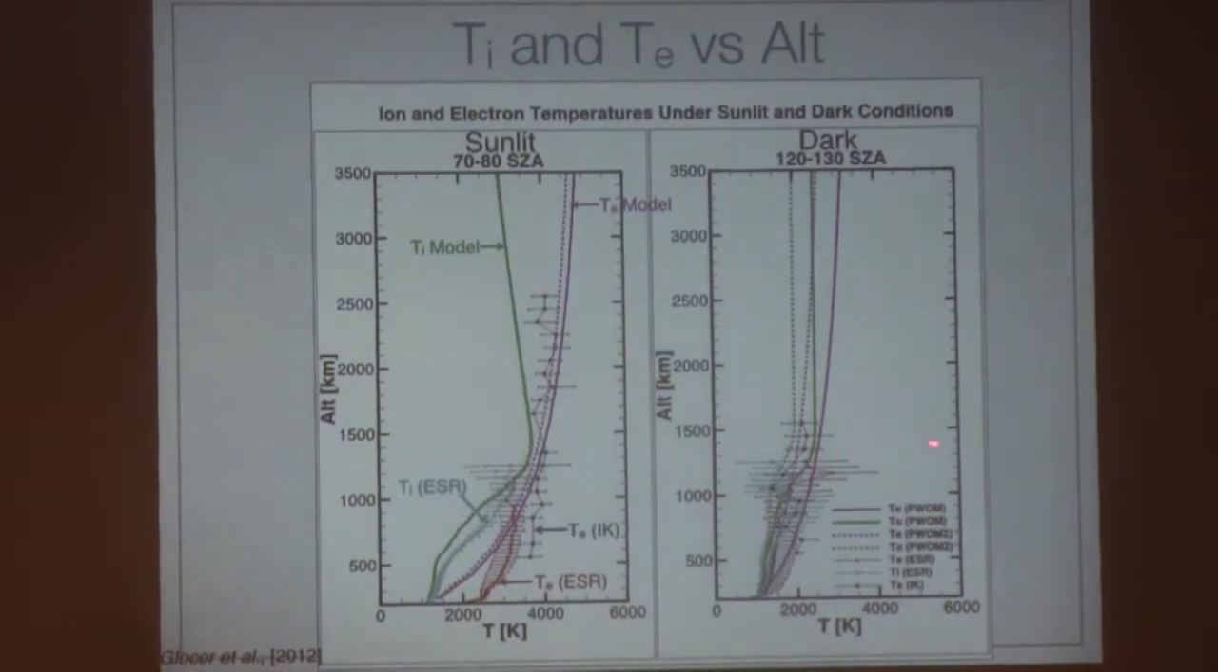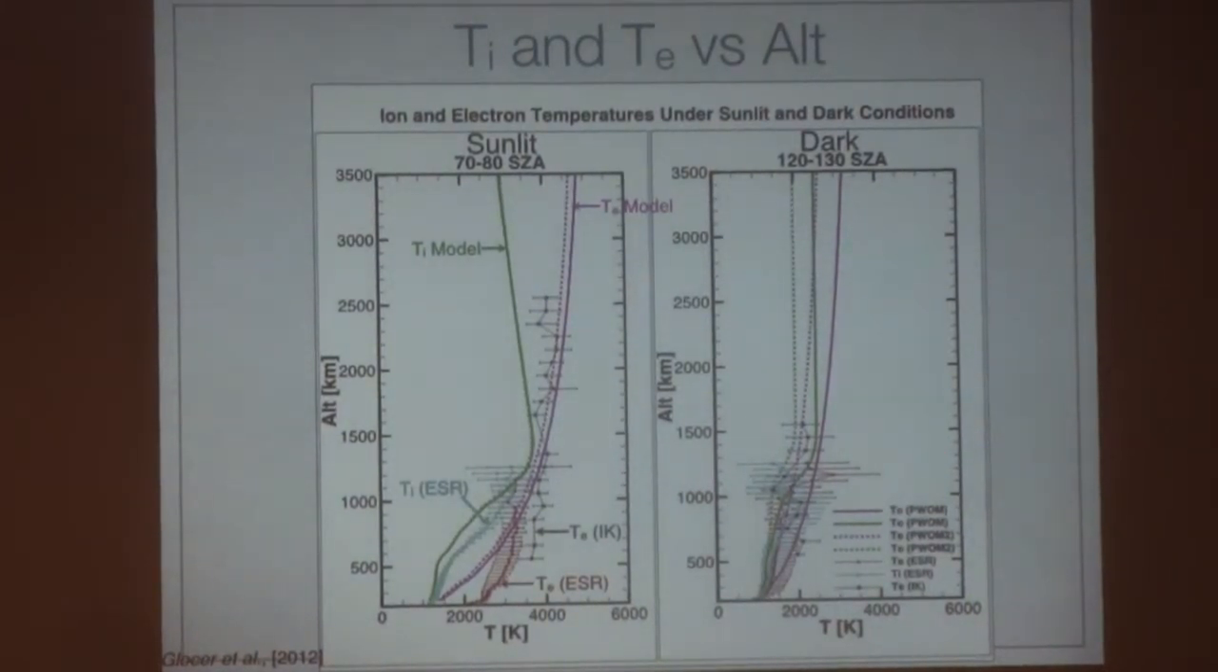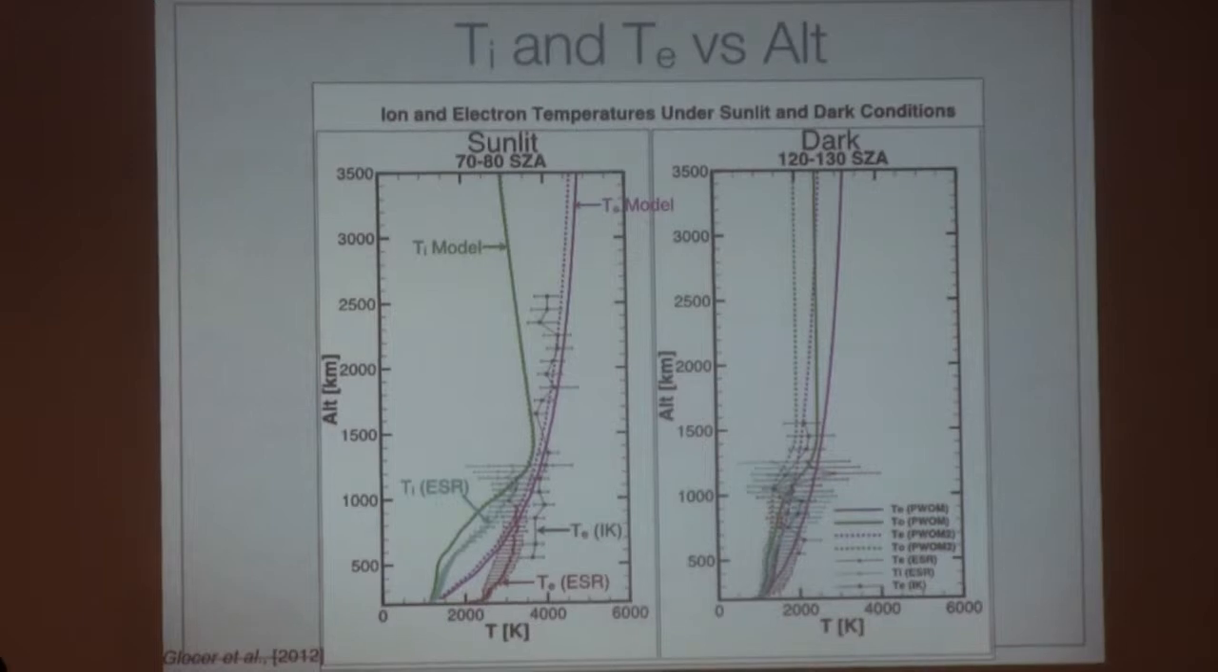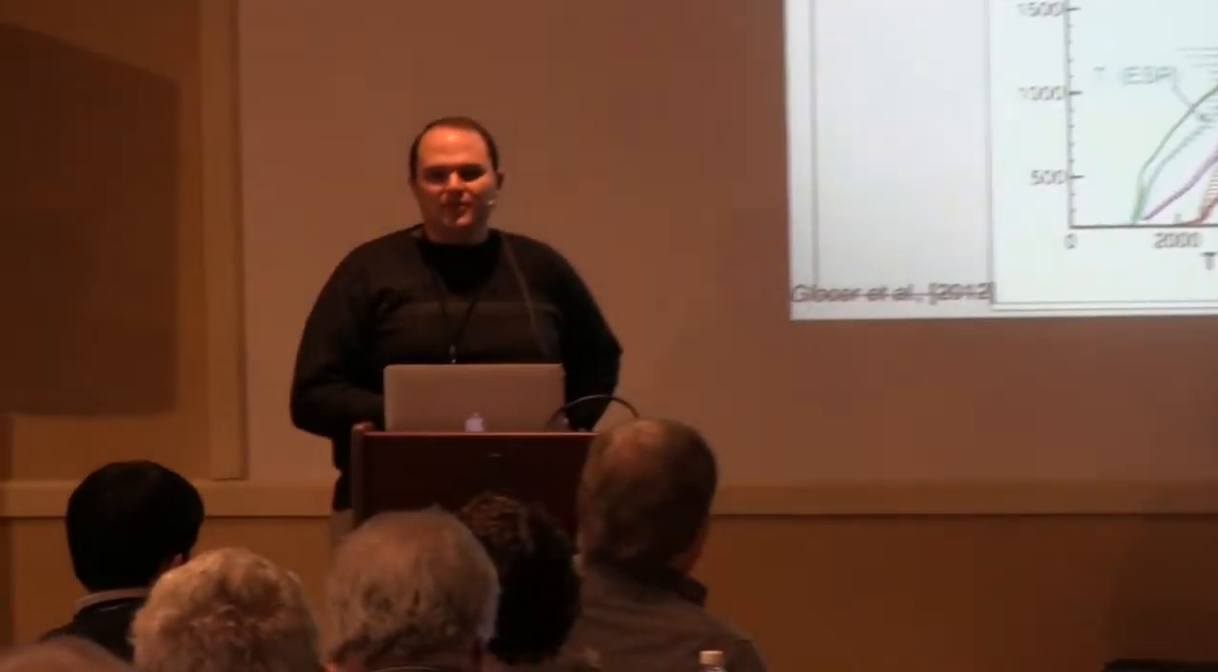Under dark conditions, all the temperatures go down, as you would expect. But one thing I want to draw your attention to is we did this simulation with the photoelectrons, and we did it under two different conditions of topside electron heat flux. The topside electron heat flux is a very ill-constrained parameter. And so we just used our standard value, and then we cut it in half, to see what the dependence is.